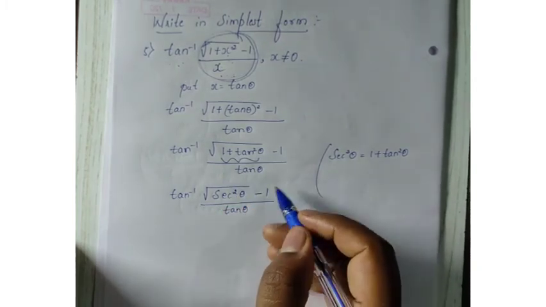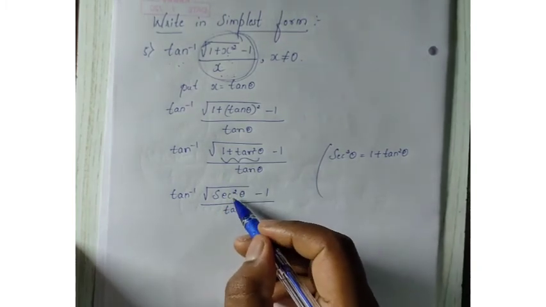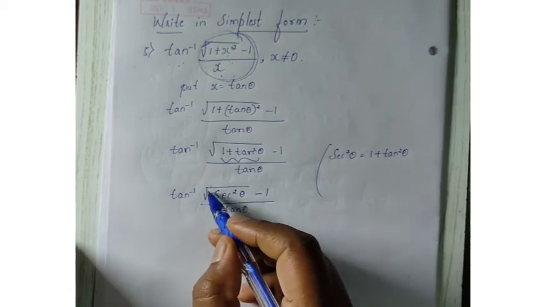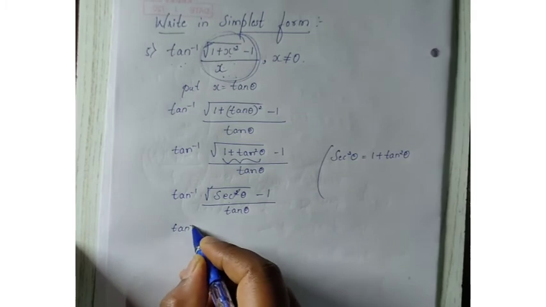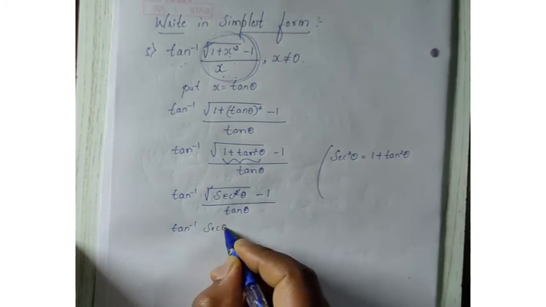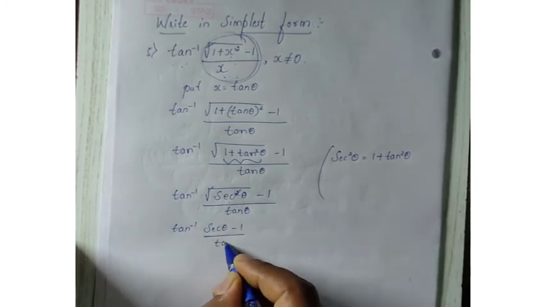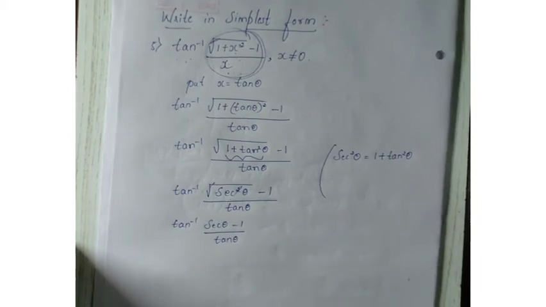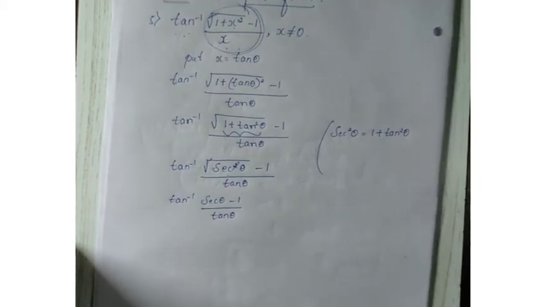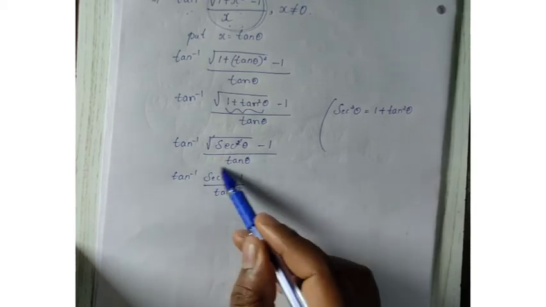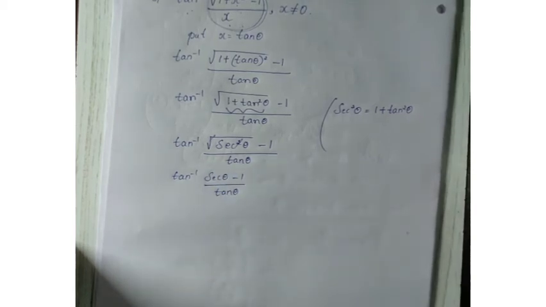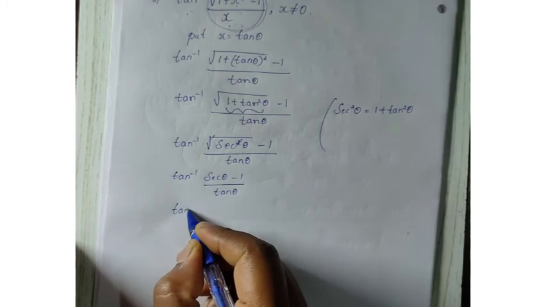Now, as I said, this square and this square root will get cancelled, right? Therefore, the remaining is tan inverse of secant theta minus 1 divided by tan theta. So, still there is a lot to solve. Why is it so? We did not get this term in the form of tan, right? So, let us see how we can solve further.